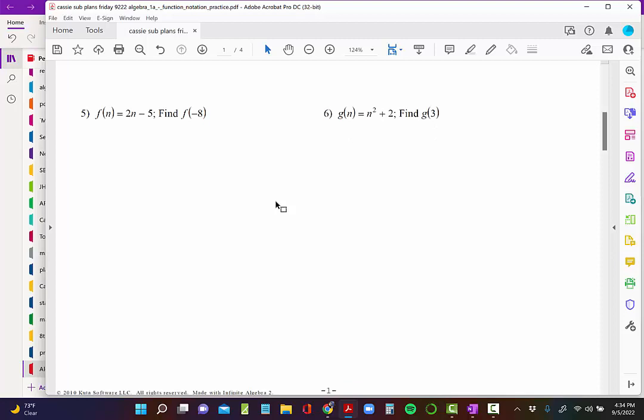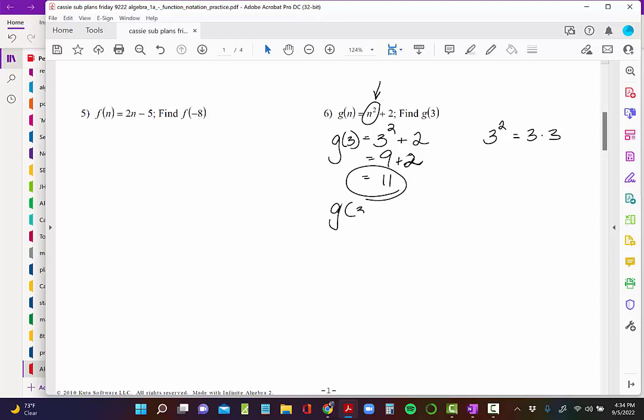Let's look at number 6, g of 3. What's happening here? Right, we have an exponent. So we're going to go g of 3 equals 3 squared plus 2. What's 3 squared? That's 9, because 3 squared is 3 times 3. So that's 9 plus 2, or 11. So g of 3 equals 11. Okay, let's try a harder one.